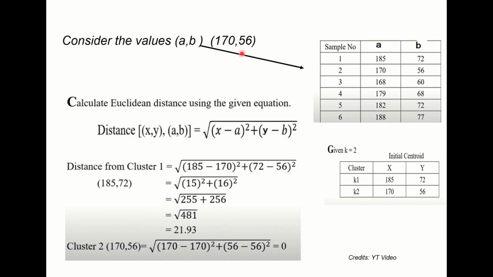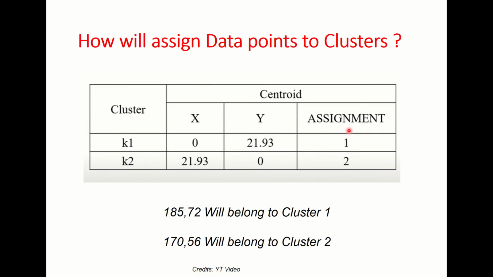So which cluster will this point fall to? Cluster 1 or cluster 2, whichever has the minimum distance? One is 21.93 and the second one is 0. So of course 0, right? So this point will fall onto cluster 2. So this is how your assignment will happen. Your first point, 185, 72, will fall onto cluster 1, and this 170, 56 will fall onto cluster 2. So this is how the placement happens.